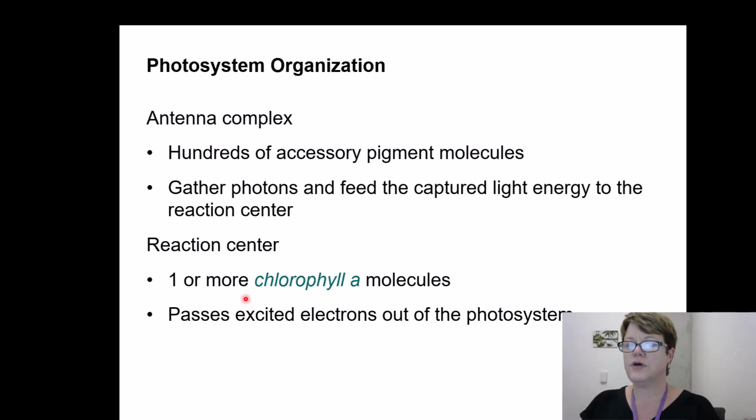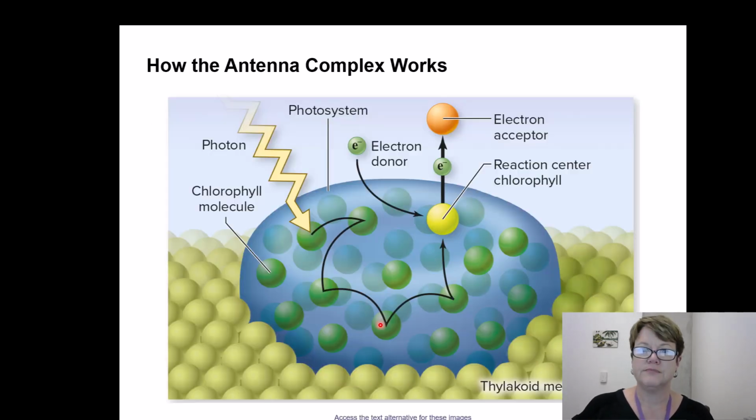And that's the one that gets its electrons excited or energized. And those electrons are going to move out of the photosystem. So the photosystem, that term refers to that grouping of pigment molecules, and then in the center, the special chlorophyll molecules. They're called the reaction center chlorophyll.